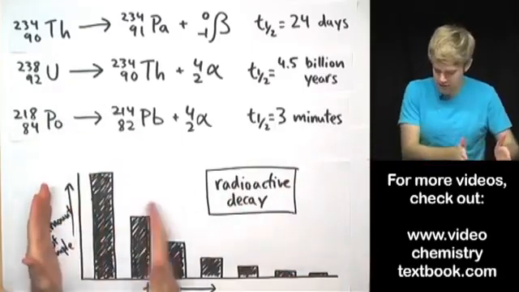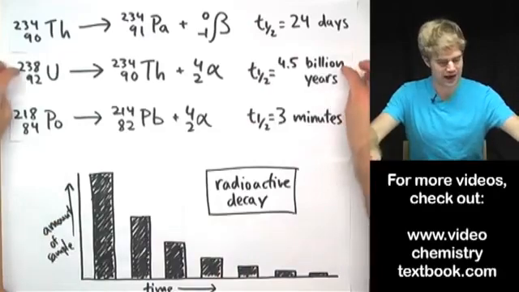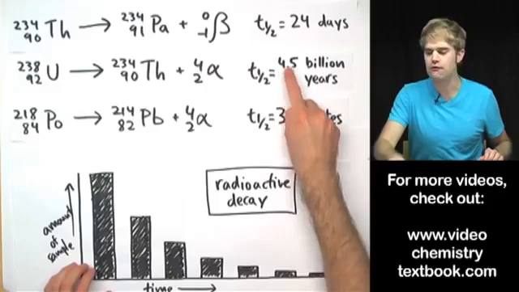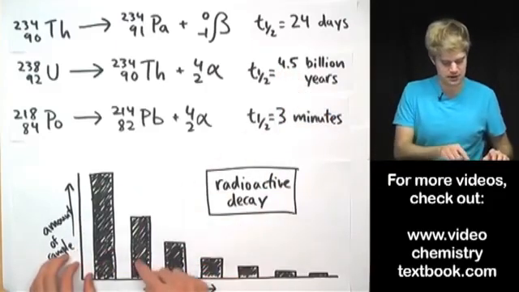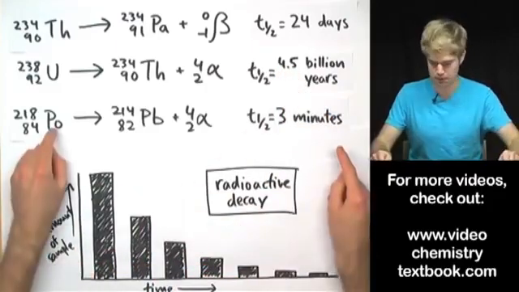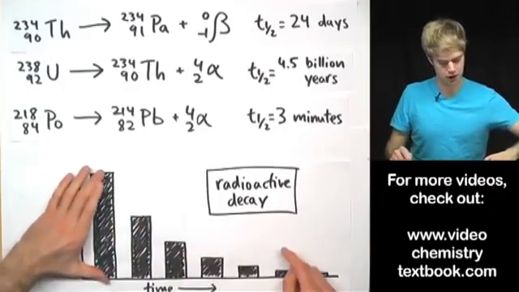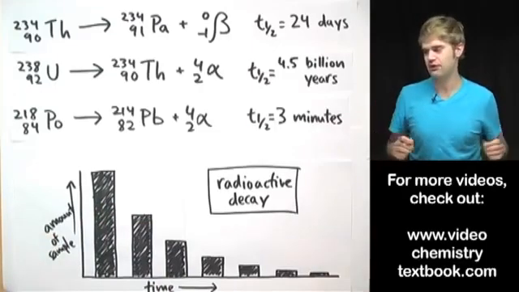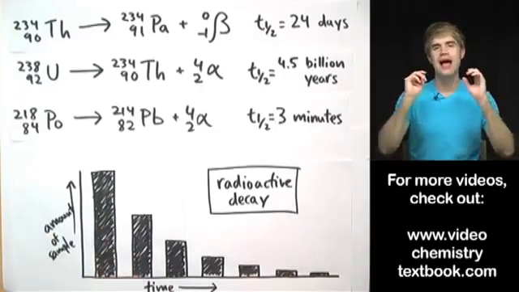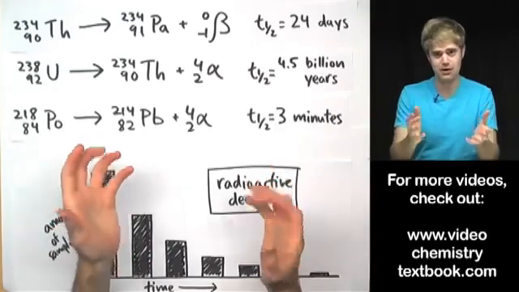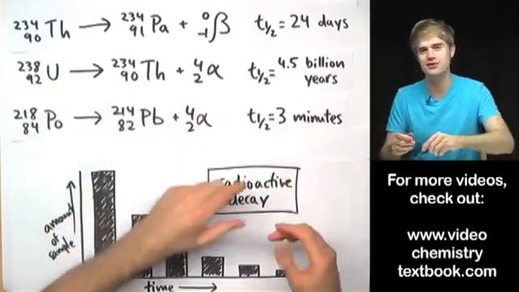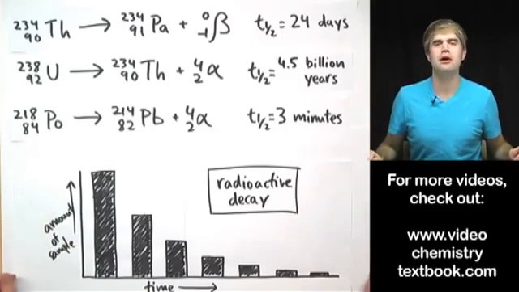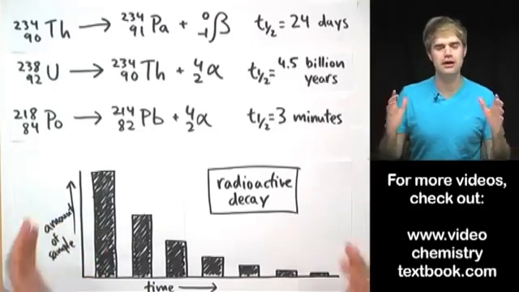So if this were a graph for uranium's decay instead of thorium, the difference between each one of these bars would be 4.5 billion years between each half-life. And if this were polonium, it would be 3 minutes to go from here to here and 3 minutes to go from here to here. So that is half-life, the time required for half of a sample to decay, to turn into something else, to, as I keep saying, to disappear. So that's a background on half-life. Now let's do some calculations for half-life.